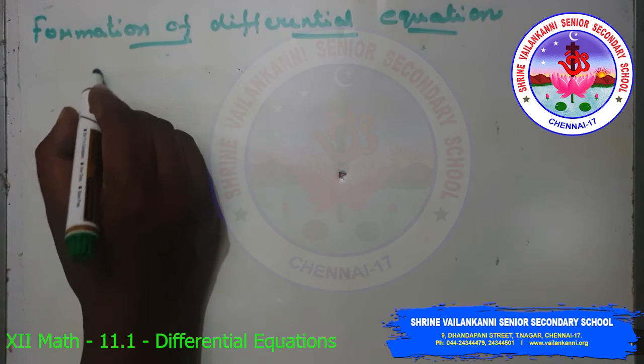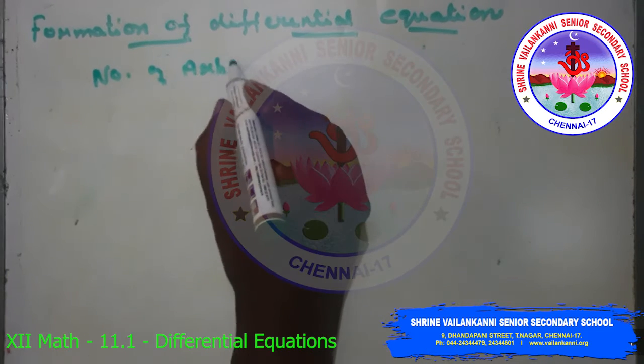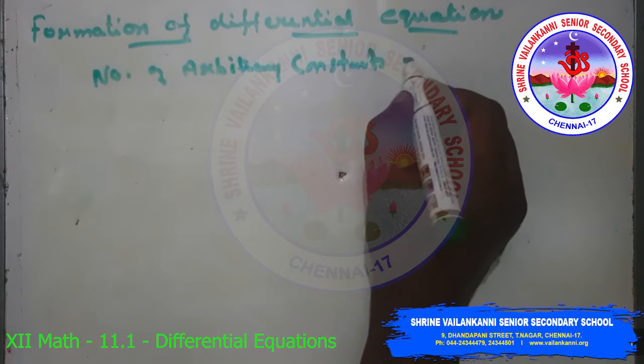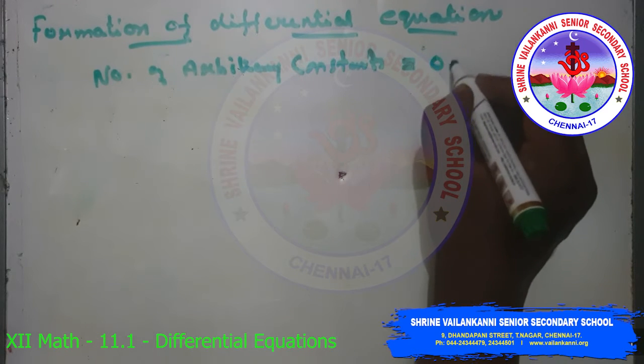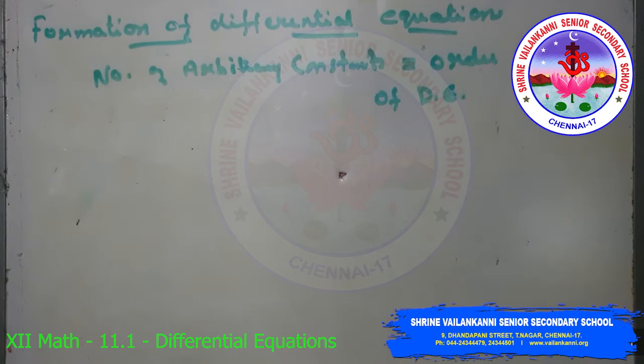So the number of arbitrary constants is equal to the order of the differential equation. The number of arbitrary constants is equal to the order of the differential equation.